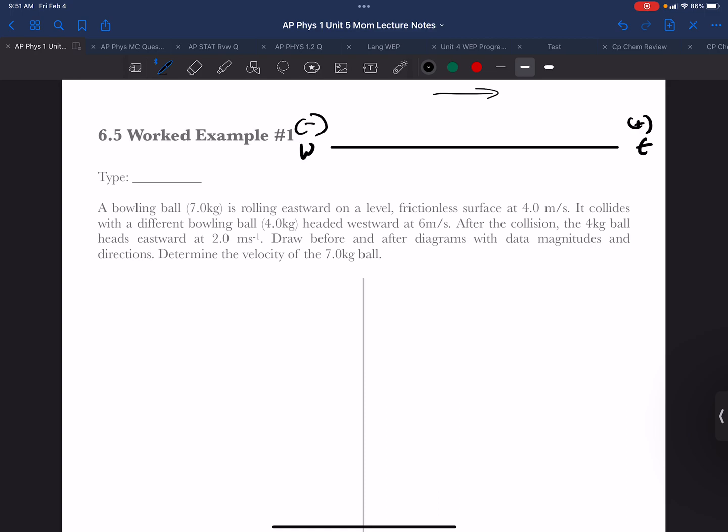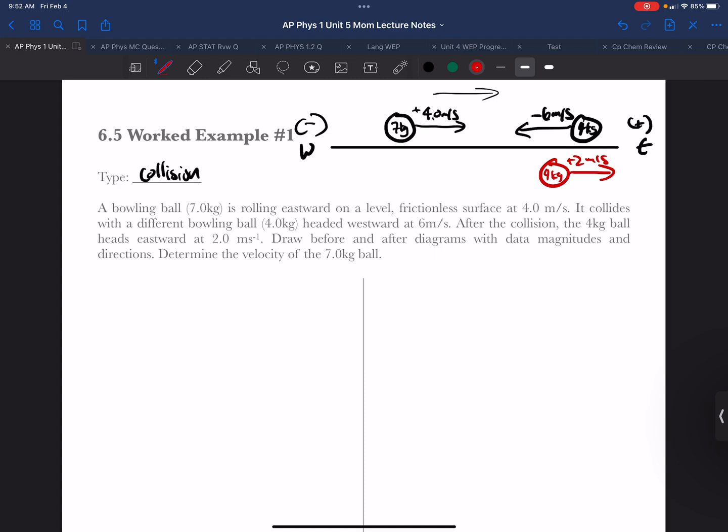So we have a bowling ball rolling eastward. It's moving toward the east, and it's going to collide with something, so probably we should draw it over here on this side. 7 kilograms, and it's heading eastward at 4.0 meters per second. It's headed eastward, so the velocity is positive. It collides, so our type is a collision, not an explosion. With a different bowling ball headed westward. So this is a 4 kilogram ball headed westward with a velocity of minus 6 meters per second, and it's minus because it's headed in the negative direction. We're told after the collision, the 4 kilogram ball is headed eastward at 2 meters per second, so its velocity is positive.